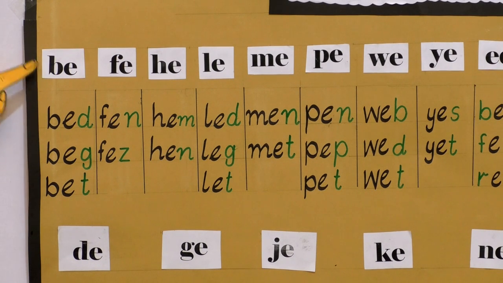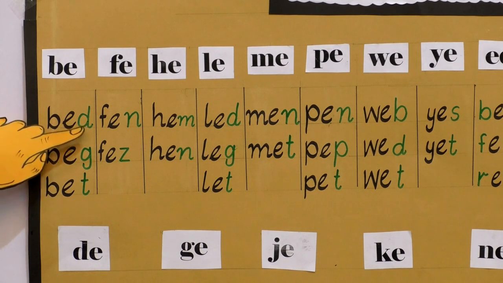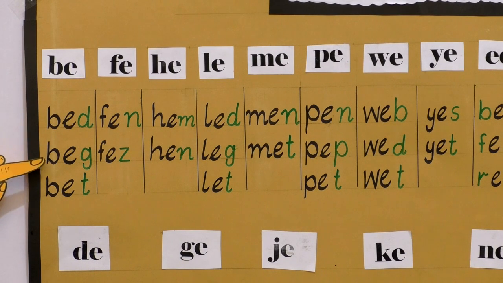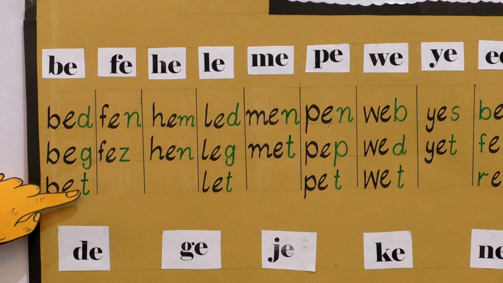Sound of B is B. When we combine the sound of B with the sound of E, it will become B. B, B, E, E. B, E, B. The sound of B, E is B. Now you will join the sound of B with other letters, with other consonant letters. Let's practice it. Bed, bed, bed.